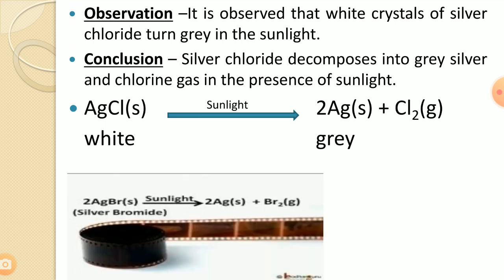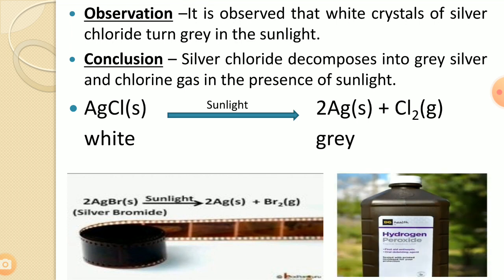Now this is another example where silver bromide forms silver and bromine gas in the presence of sunlight. Both these equations are used in black and white photography. Hydrogen peroxide is also decomposed in sunlight, decomposes in sunlight to form water and oxygen. So it is kept in colored bottles.